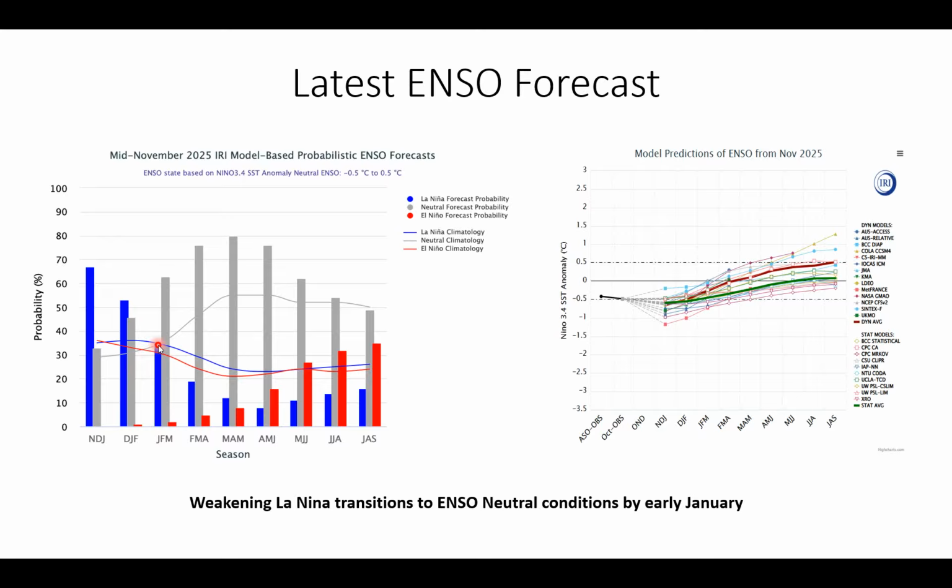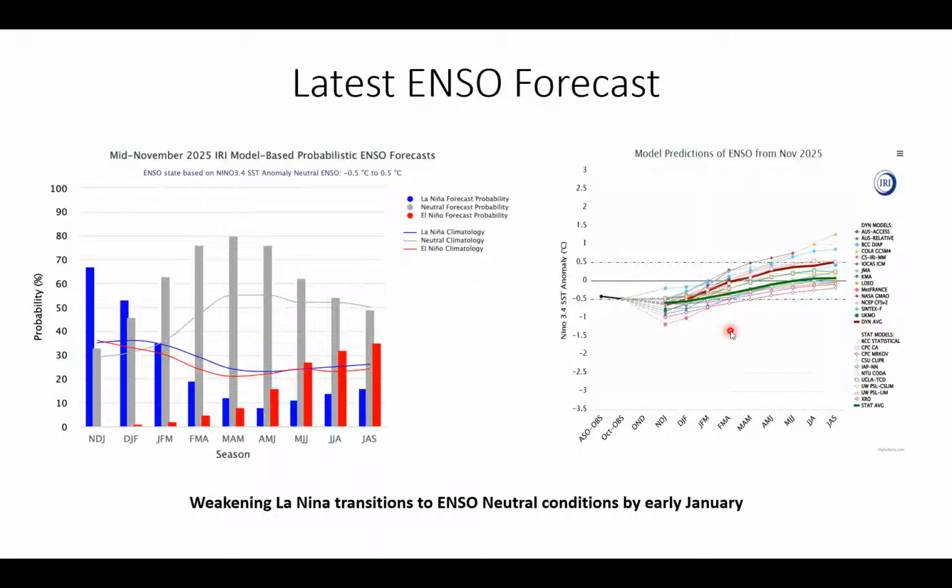I'll break those numbers down here in a moment from IRI, but this is a big change right here, right? We see the La Nina, there's signs of it weakening. It's almost as if we've seen a peak in the La Nina. So we'll continue to watch this trend, but I'm still anticipating ENSO neutral conditions by early January.